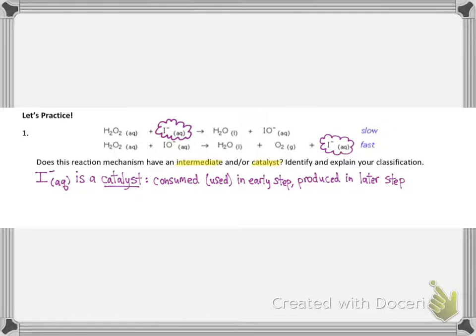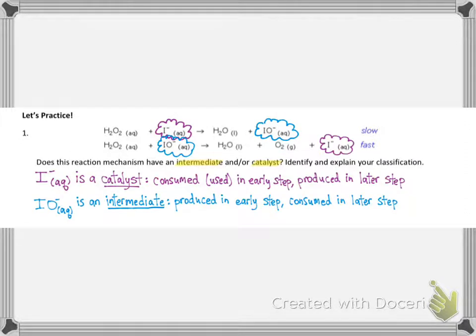In this reaction mechanism, there is also an intermediate. So the hypoiodite ion, yum, polyatomics, is produced in the first step, but then it is used up in the second step. So again, it will be crossed out, but shows up first as a product and then later as a reactant. So that's why the hypoiodite ion is considered an intermediate.